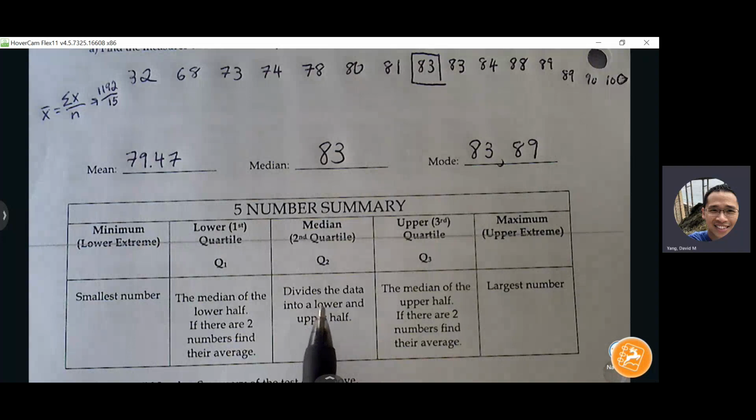Okay, the median is going to divide the data into a lower half and upper half. And then Q3 is the upper quartile. It's the median of the upper half of your data. Okay. And then finally, you have the largest number, which is your max.